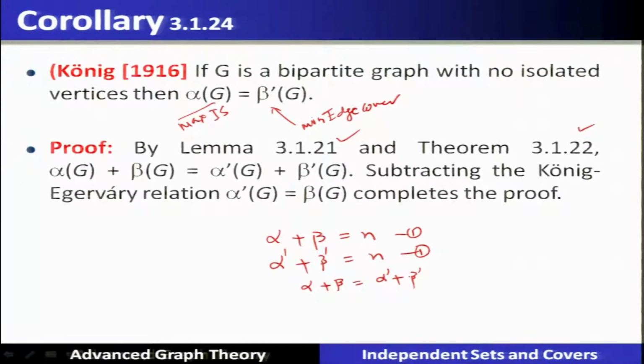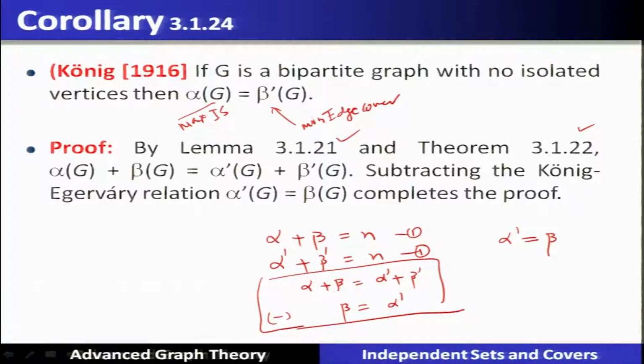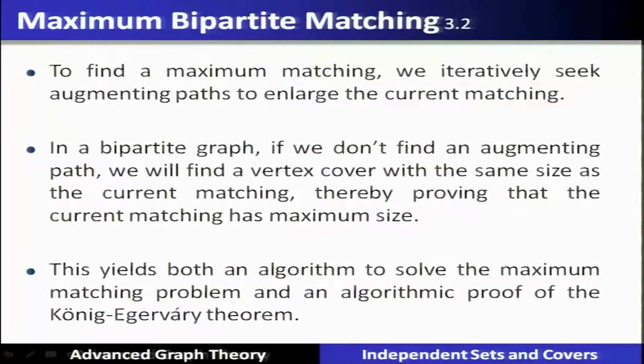Now, König-Egerváry theorem: previously we have seen that alpha prime is equal to beta. Then what we are going to do is subtract alpha prime and beta from this particular equation. So, when we subtract, we will obtain alpha is equal to beta prime, and this basically is a corollary which will complete this proof.